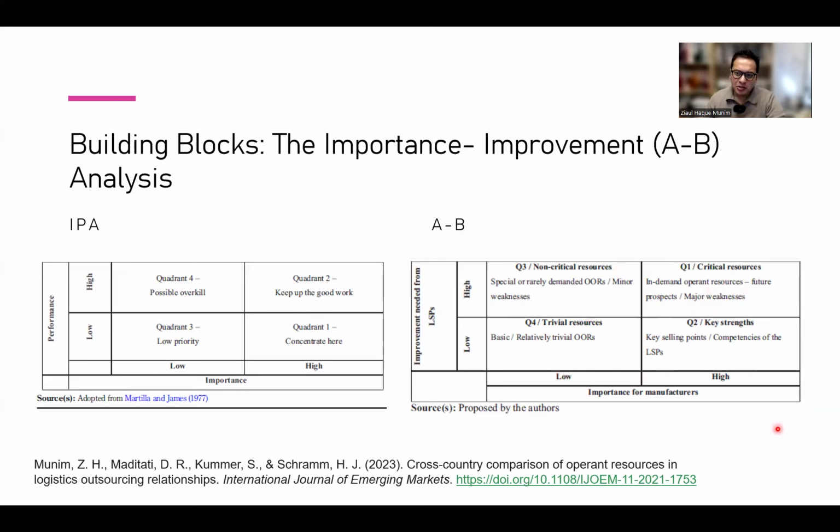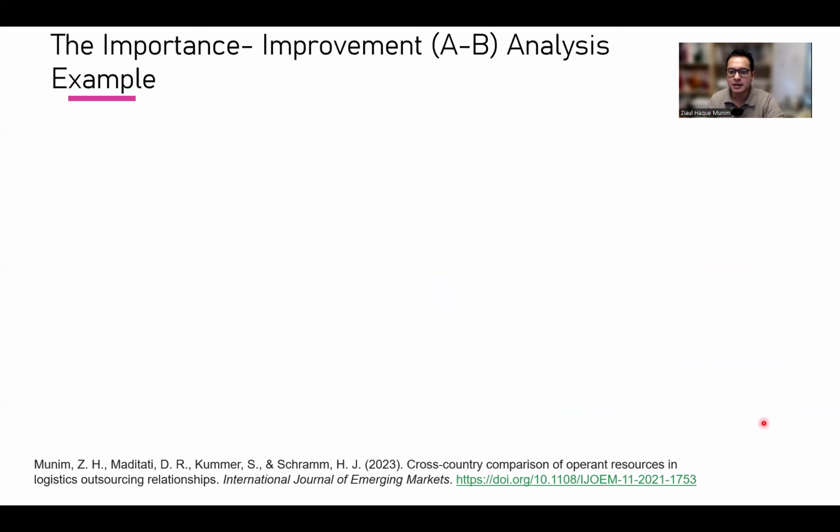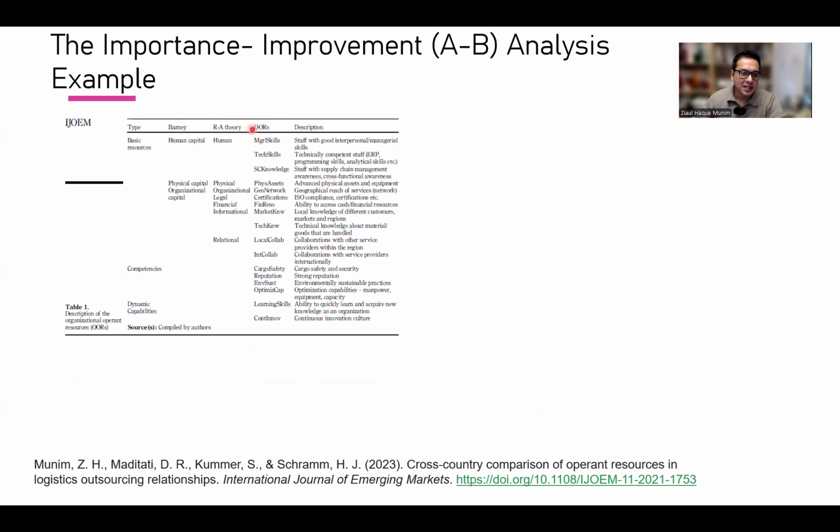So now we are going to see with an example how we actually can make the figure for the AB analysis. And as I mentioned before, it's basically based on the same principle from IPA. So here we have these 17 OORs, organizational operant resources. These are the ones that we used in the survey. So we asked manufacturers and the logistics service providers, both of them, to rate the importance of these skills and the improvement needed by LSPs for these skills.